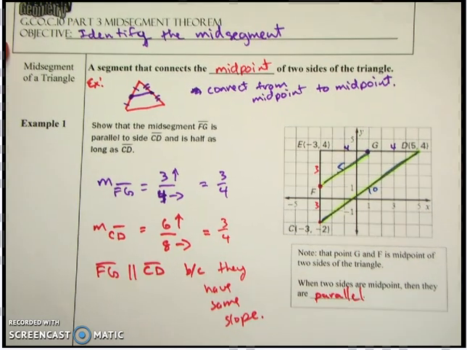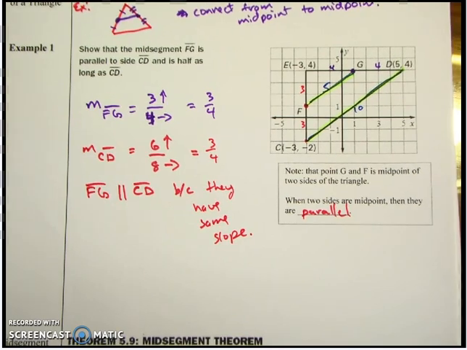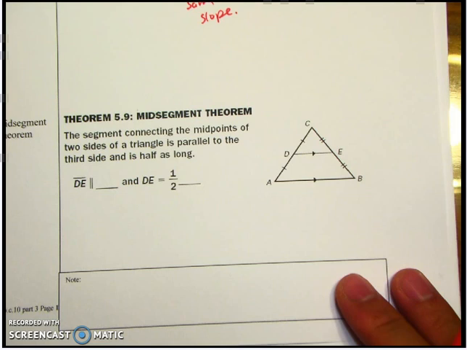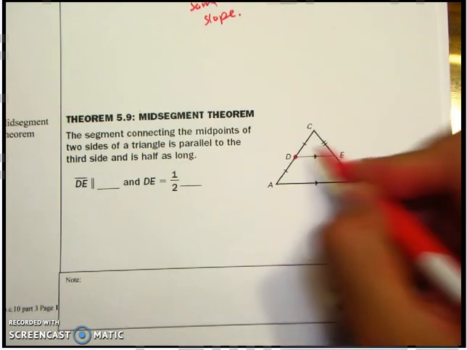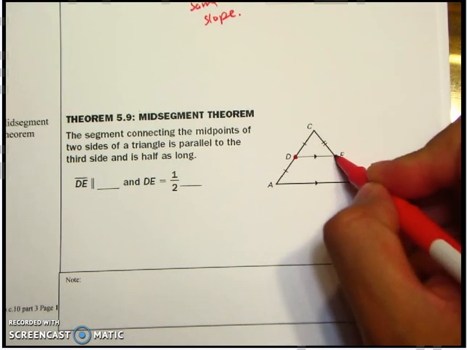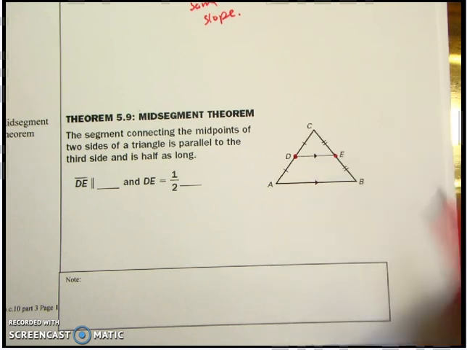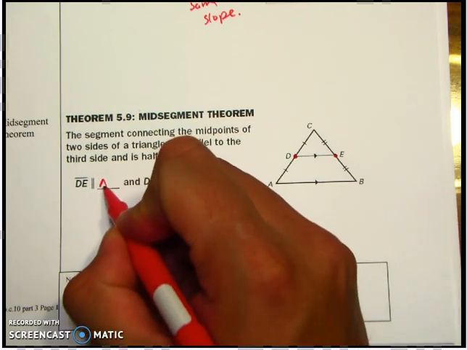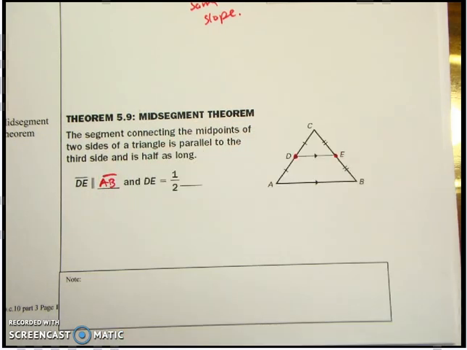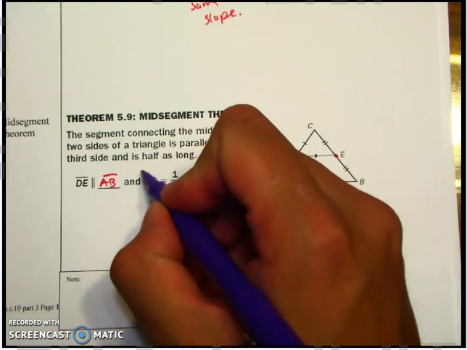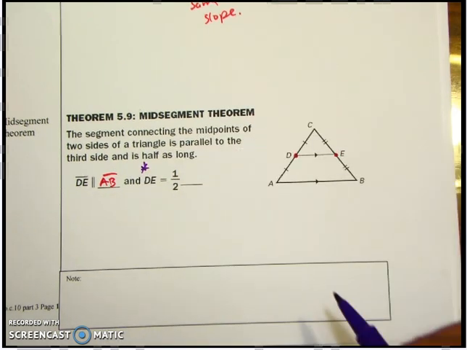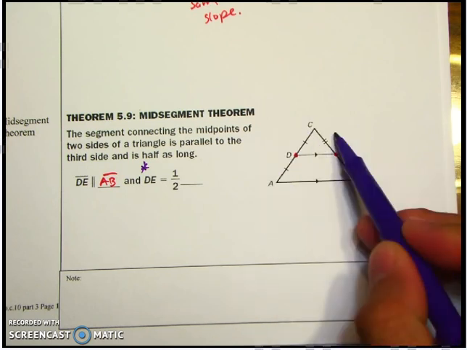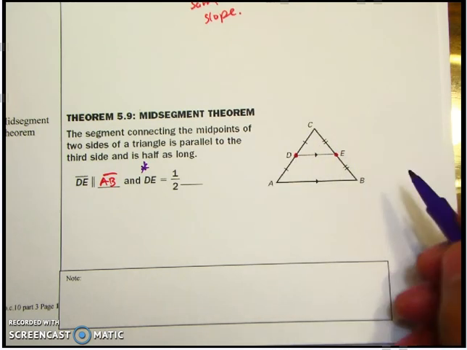Now, let's take a look at the mid-segment theorem. So here's the idea. We want to identify that D is in the middle of AC and E is in the middle of CB. That means DE is parallel to AB. Okay? Now, here's what's important. Once you identify that this is the mid-segment right here, okay? That means DE is half of AB.